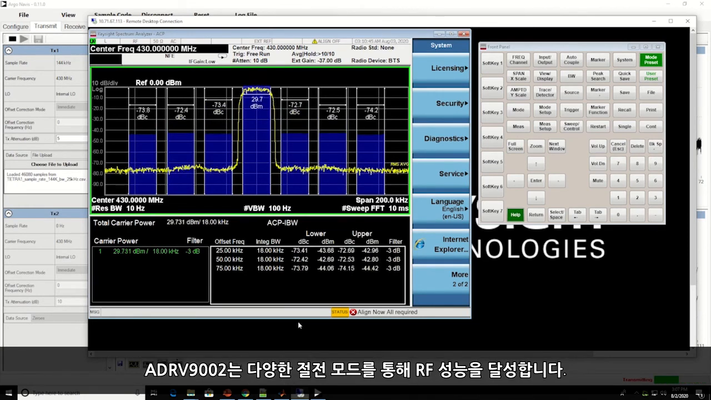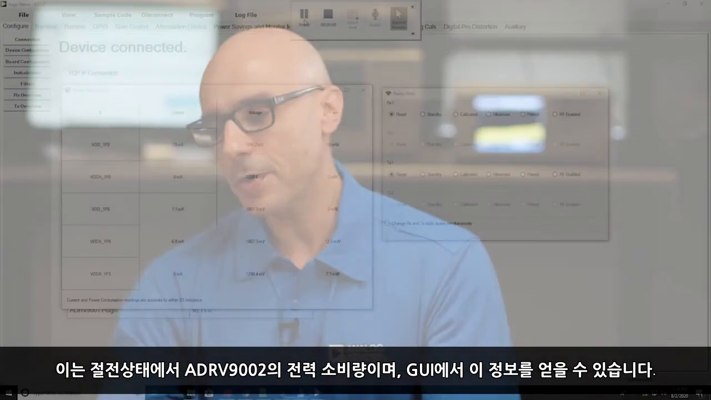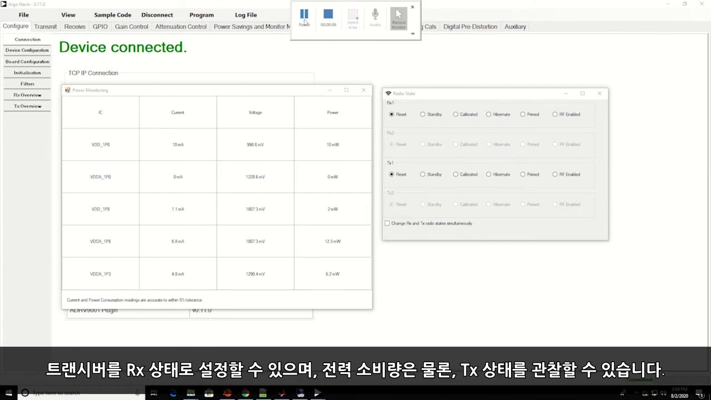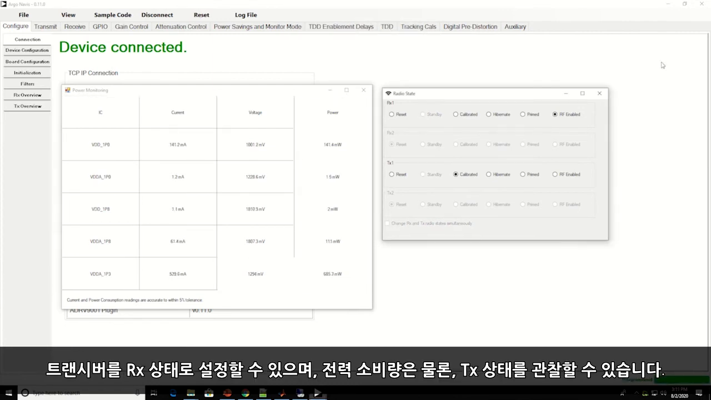The Adrv9002 achieves its RF performance with an array of power-saving modes. This is the power consumption of the Adrv9002 in sleep state. You can get this information from the GUI. You can put the transceiver in RX state and you can also observe its power consumption, as well as TX state.